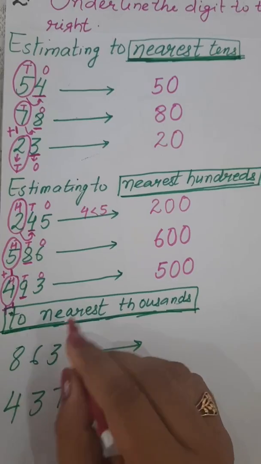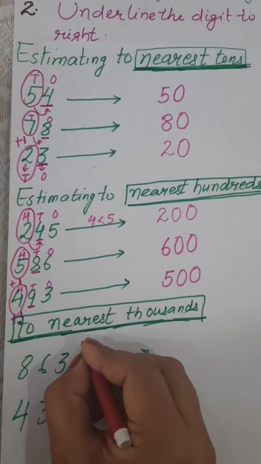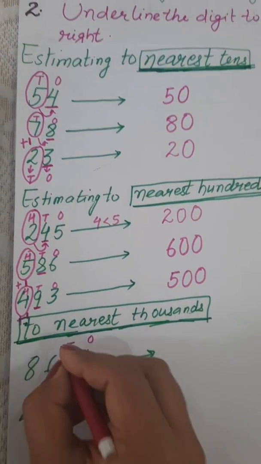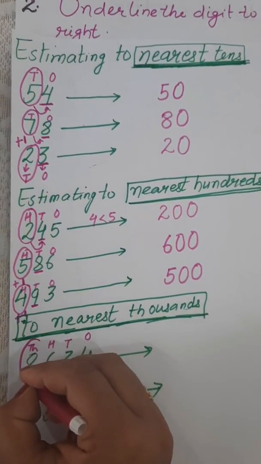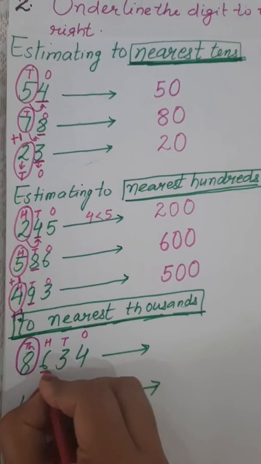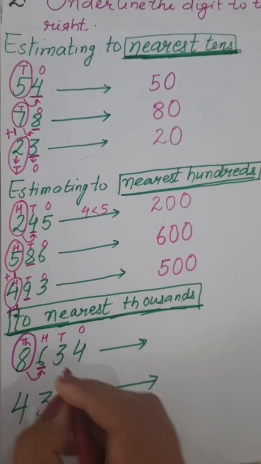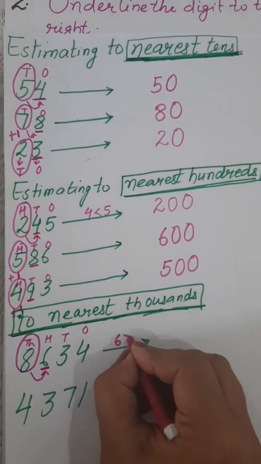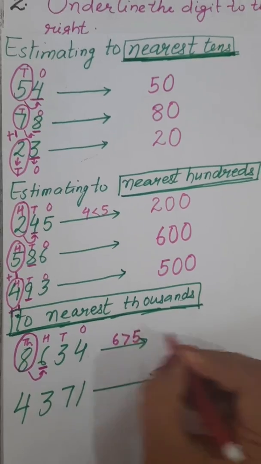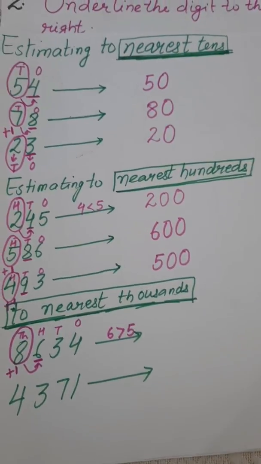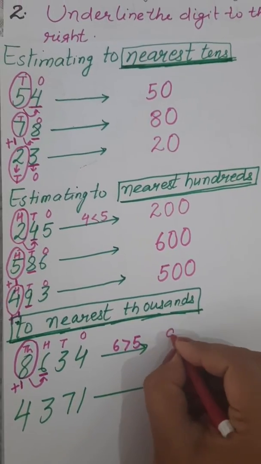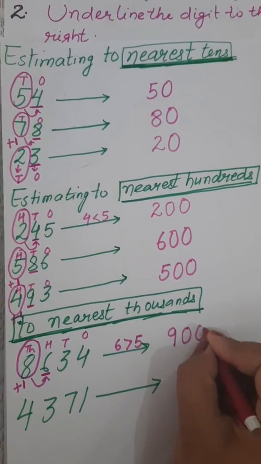Now next is estimating to the nearest 1000. For this, write ones, tens, 100, 1000. According to the first step, circle the digit you are rounding to and underline the digit to the right. This digit 6 is greater than 5, so I will add 1 to 8, and it becomes 9000.